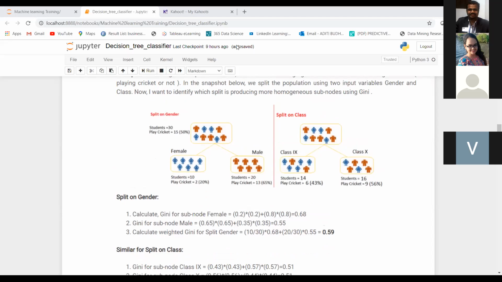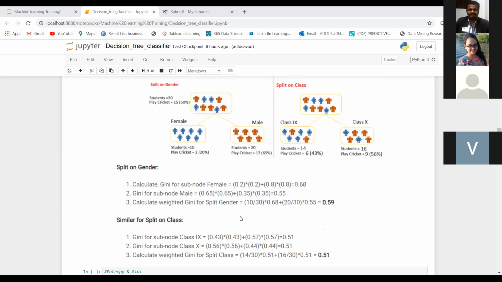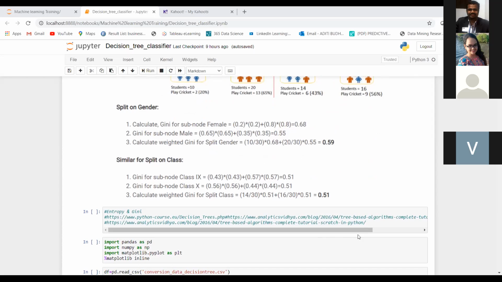Okay, so any questions you have? Any questions you have on Gini or decision trees? Structure, we have seen how the decision tree works, and we have seen the first concept of splitting, which is the Gini. Do you have any doubts?